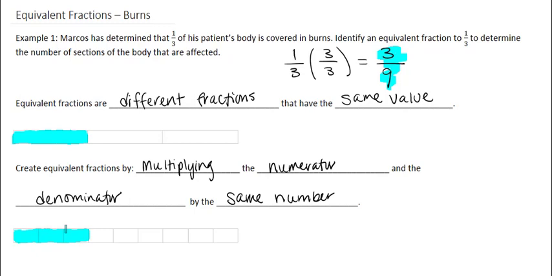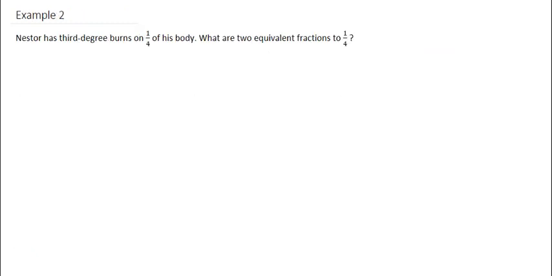So let's go over another example here. Example 2. Nestor has 3rd-degree burns on 1/4 of his body. What are 2 equivalent fractions to 1/4? Now, the way we find equivalent fractions is multiplying the numerator and the denominator by the same number. So we have 1/4. So let's go ahead and just multiply by 2 on both the top and the bottom.